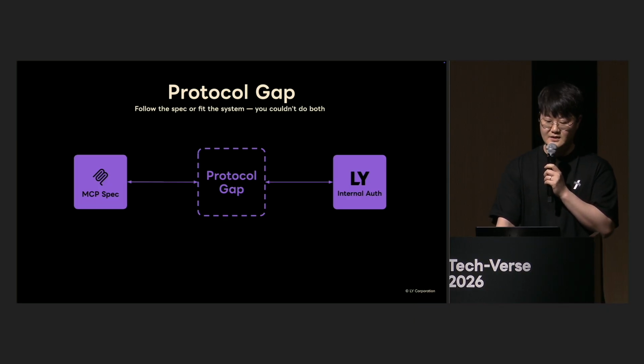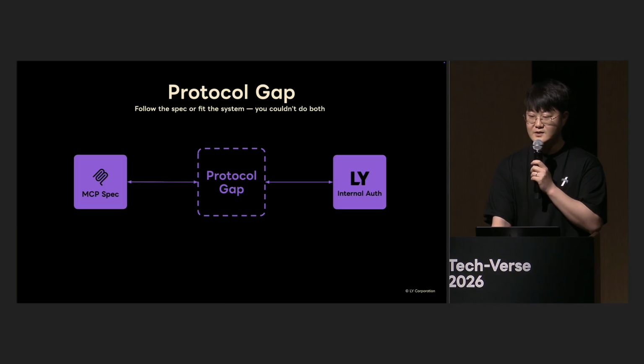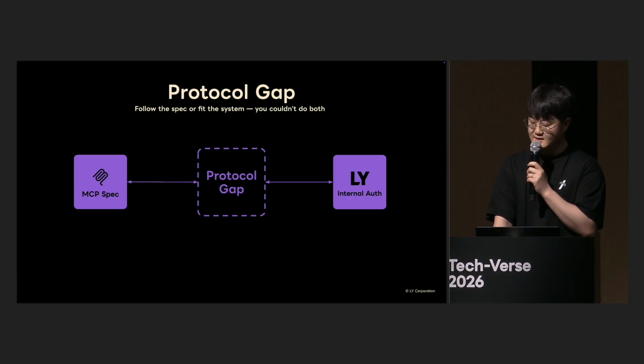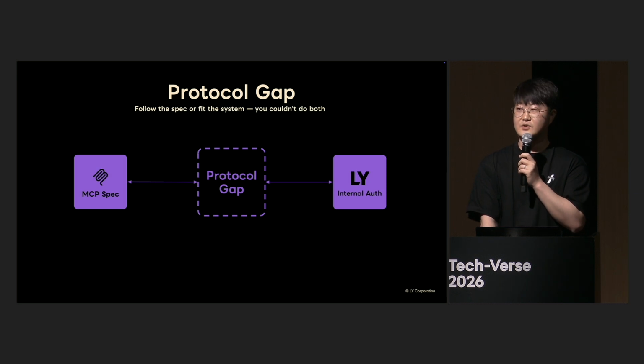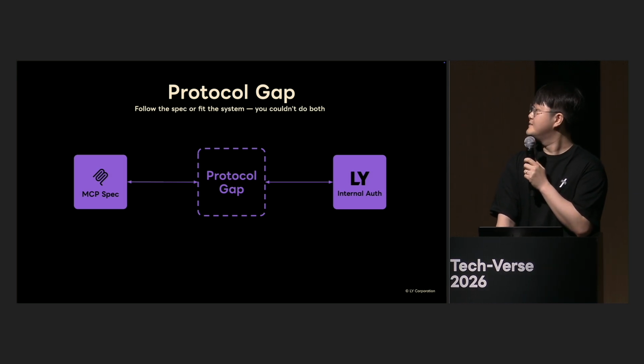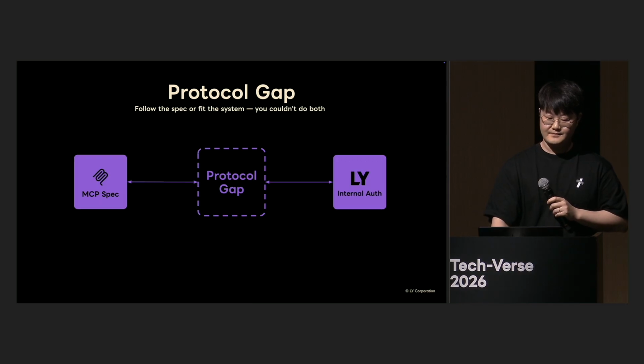Therefore, there were two possible outcomes. If we follow the MCP standard as is, our internal authentication system will not be supported. If we create it to fit the internal authentication system, then it won't be compatible with the MCP server standard. This area, which cannot be aligned with either side, inside the dashed box in the middle, is precisely the protocol gap we encountered.